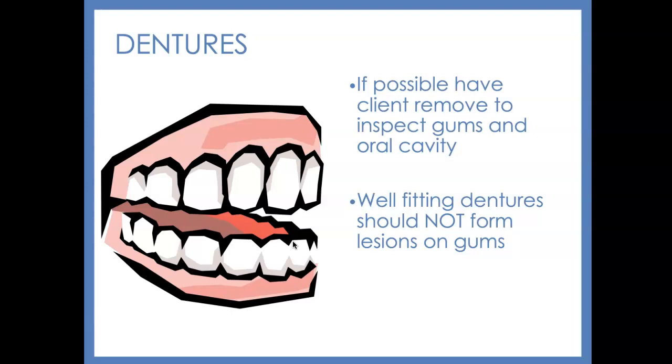Again, well-fitting dentures should not form lesions on gums. I find frequently a lot of our elderly clients will wear dentures for the first few years, and then they just quit wearing them, and that does cause the gums to recede a little bit. And if they don't wear them frequently, then a lot of times they are unable to wear them because they won't fit anymore.